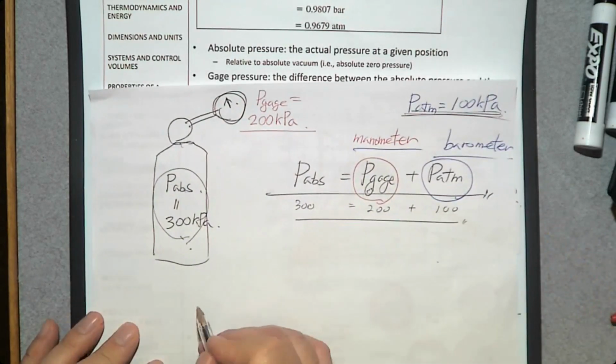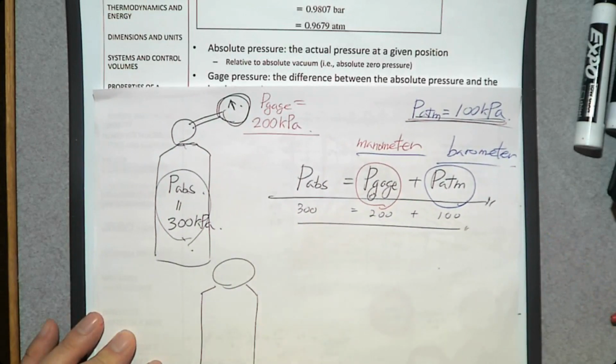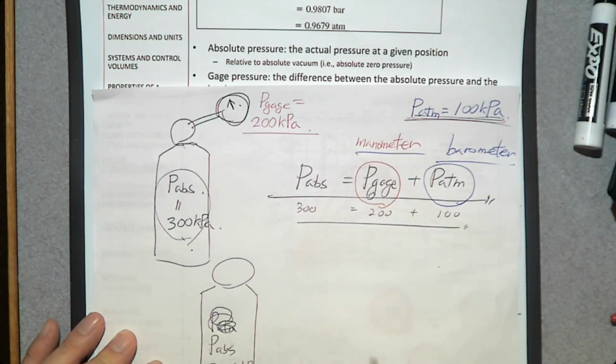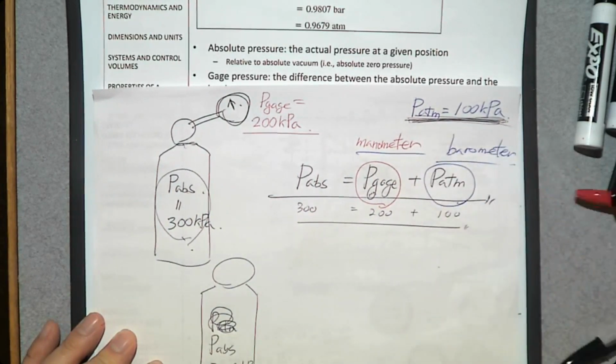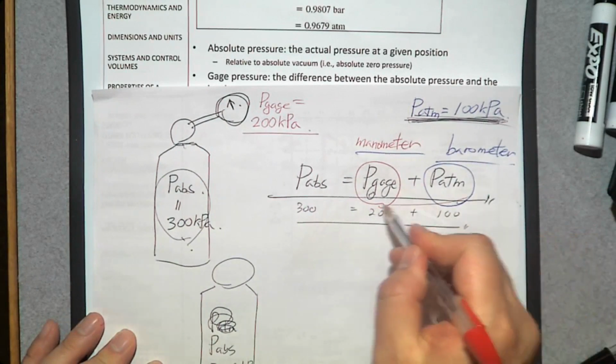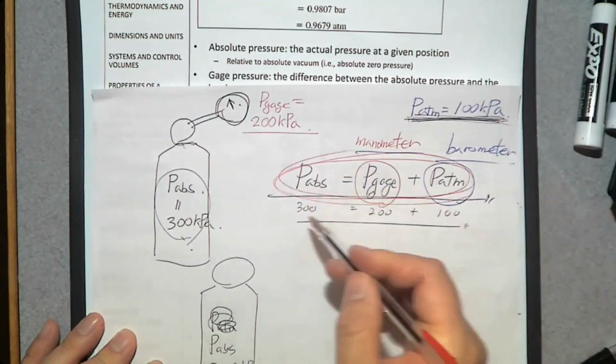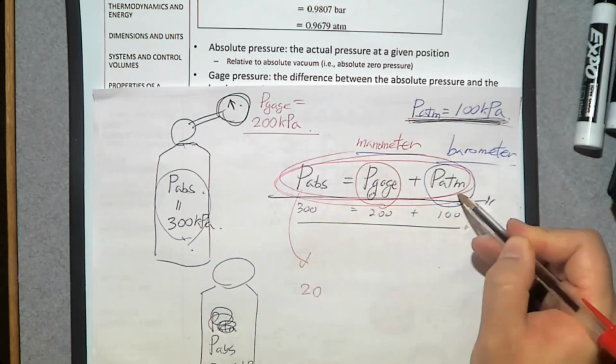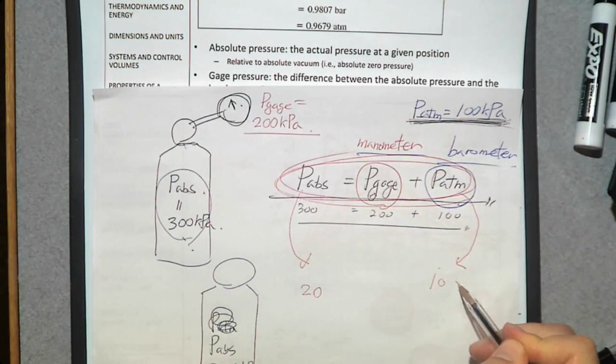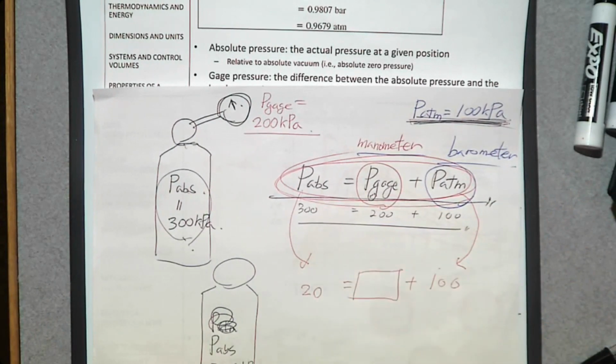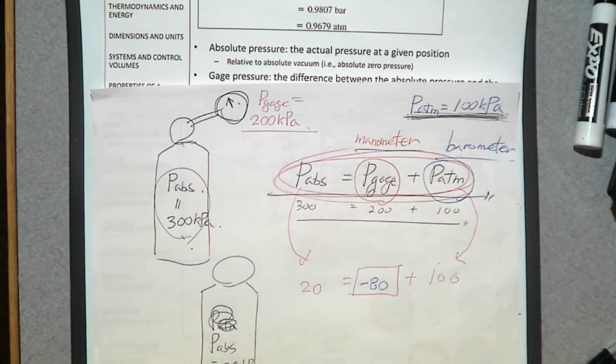So if it is under vacuum, let's say the absolute pressure is only 20 kilopascal, while outside is 100 kilopascal. Then let's see if we can use this one. Absolute pressure is 20, atmospheric pressure is 100, so the gauge pressure should be what? Minus 80. Does the pressure value become positive and negative? No. Pressure cannot be a negative value.